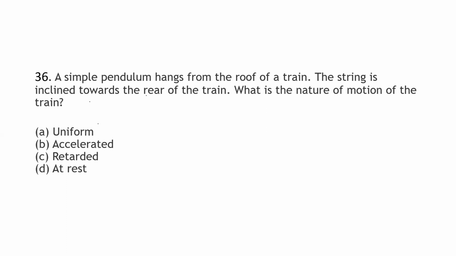It is given as uniform, accelerated, retarded, and at rest. So here, a simple pendulum hangs from the roof of a train, and the string is inclined towards the rear of the train. The nature of the motion of the train is, option B, accelerated. It is not uniform, retarded, or at rest. These three are not at all possible. We can eliminate the options and understand the train is getting accelerated. That is B. B is the correct option here.